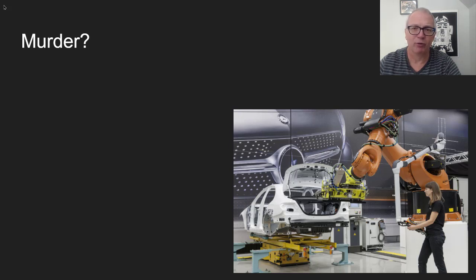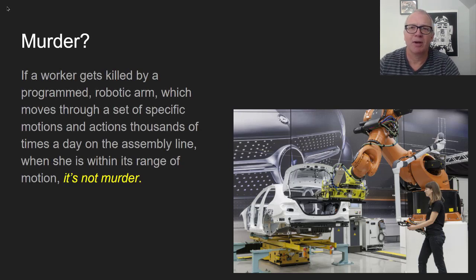HAL kills one of the crew members. He kills Frank Poole, and then he tries to kill Dave Bowman. And the question is, well, what kind of killing is this? Is it a murder? Or is it something else? So let's consider some contrast cases.